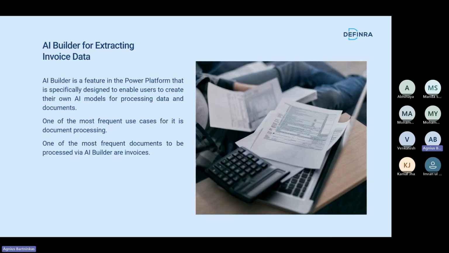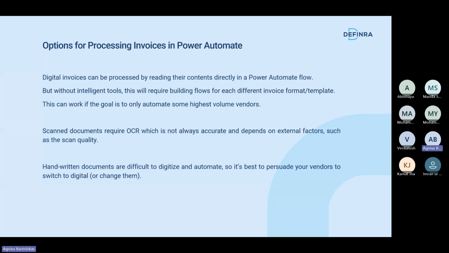But if we want to actually process more of them, or if we have to work with OCR documents, then we will eventually have to have some intelligence in it, because scan documents will require OCR if we just work natively within Power Automate without any intelligence. And OCR, or optical character recognition, is not really accurate natively in Power Automate. And it depends on external factors such as the scan quality.